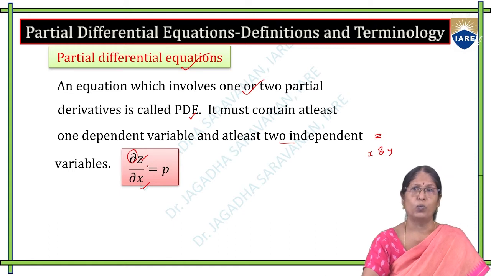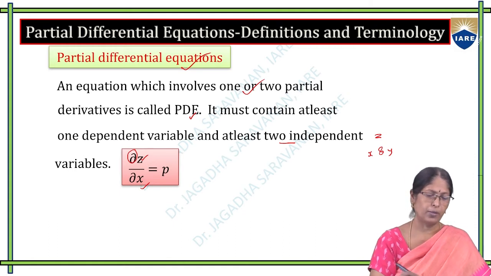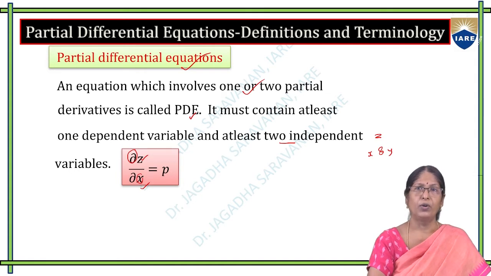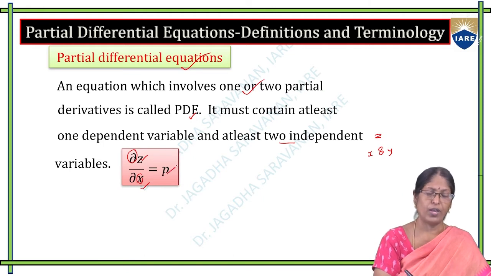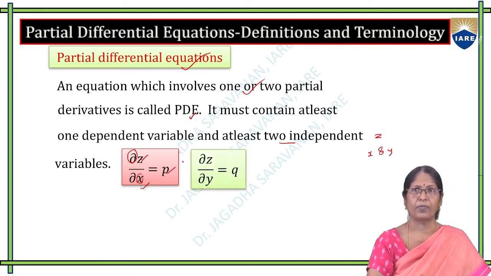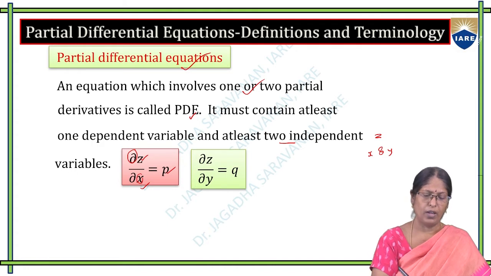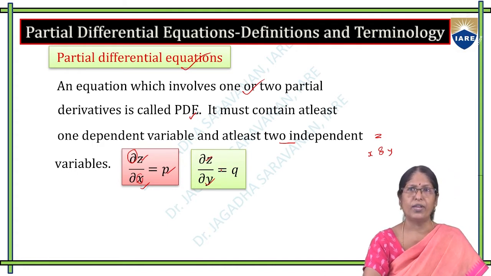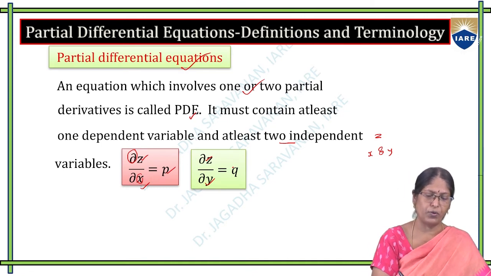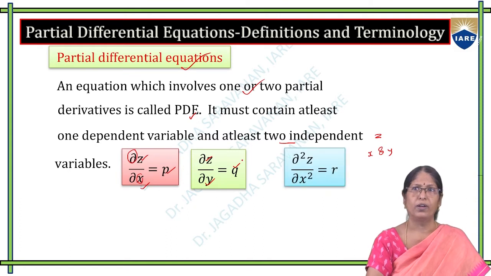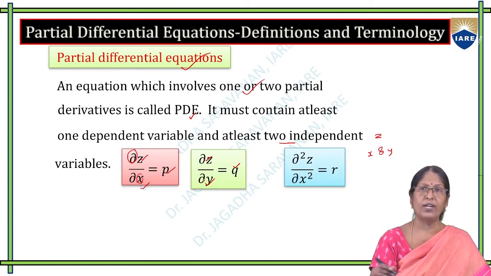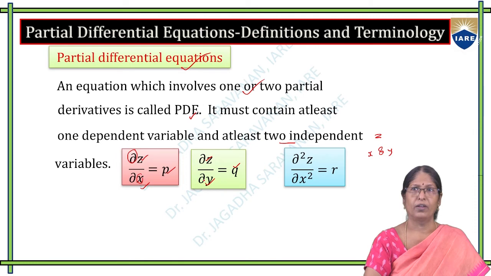Z with respect to X, partially we are going to do differentiation. Dou Z by dou X, the notation we are assuming as P. The next one, dou Z by dou Y, that is partially Z with respect to Y, we are differentiating. It is denoted by Q. So these are the first derivatives.